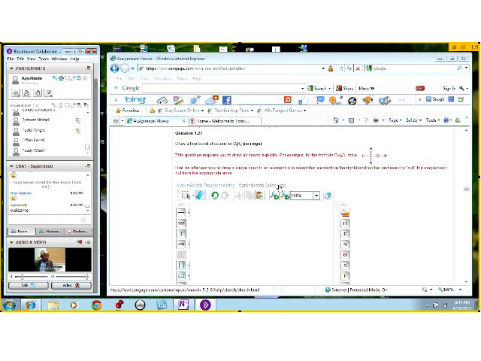To get the session started, I'm going to call on Tudi. Can you go ahead and read this question for us? Draw a line bond structure for C3H4, no rings. Yes, it's C3H4. Okay, thank you. Draw a line bond structure for C3H4.